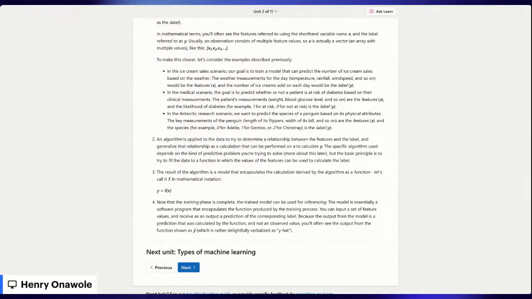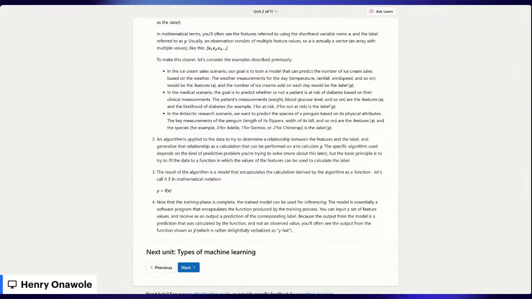Point 3. The result of an algorithm is a model that encapsulates the calculation derived by the algorithm as a function. Let's call it f in mathematical notation, where y is equal to f open bracket x close bracket.